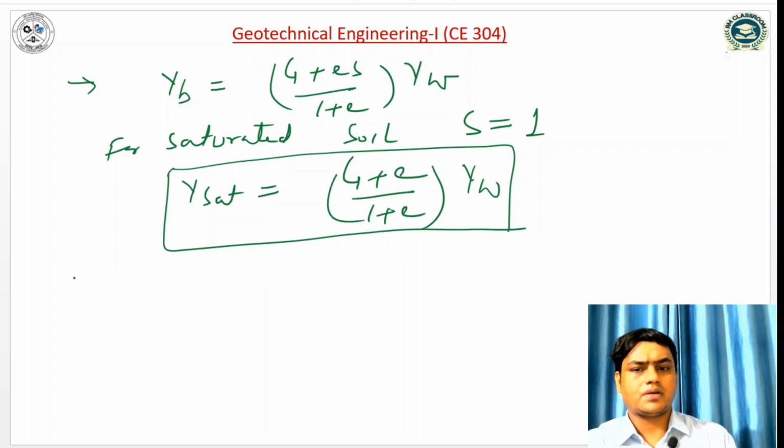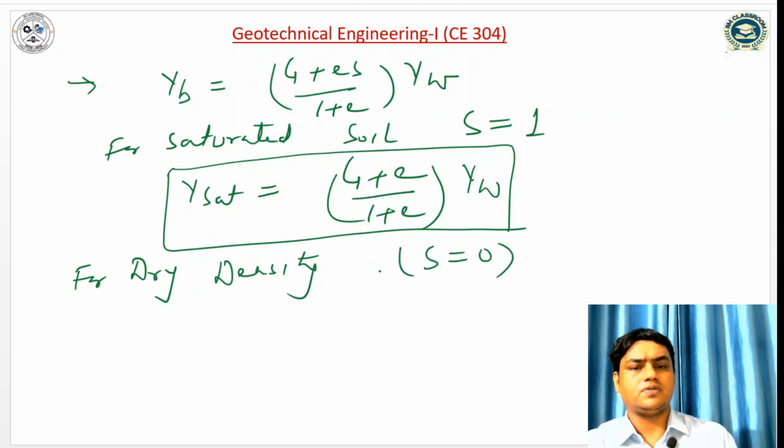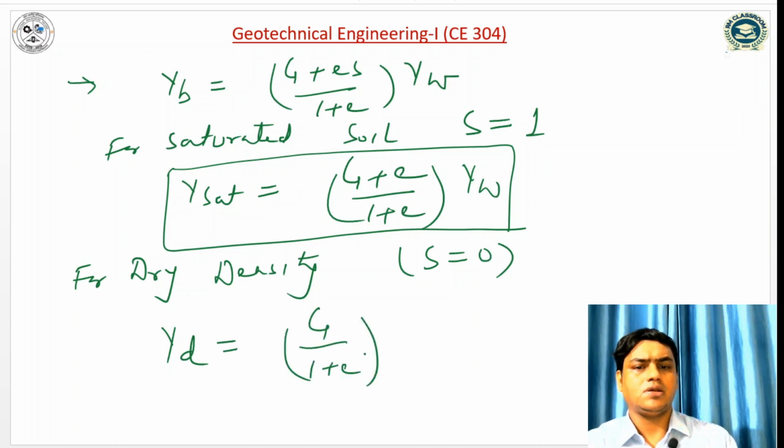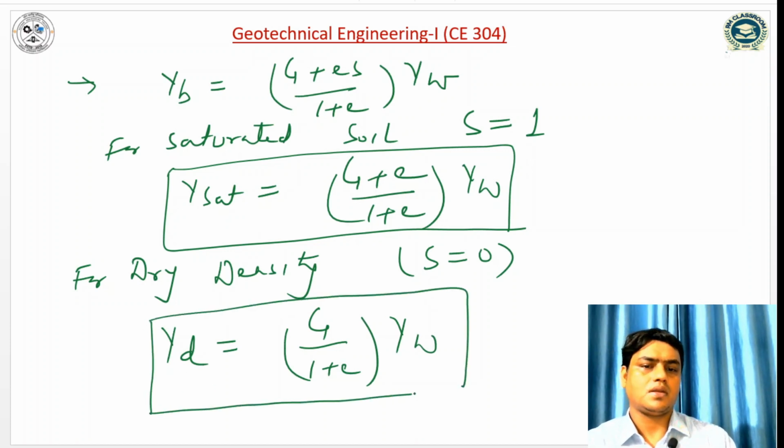Similarly, if I am interested to know the expression of dry density, so in case of dry soil, the degree of saturation is equal to 0. Put the value of degree of saturation in the bulk density. So gamma B turns to gamma D is equal to G divided by (1 plus e) into gamma W. So this is the expression of dry density.